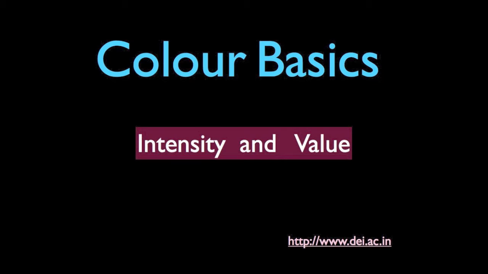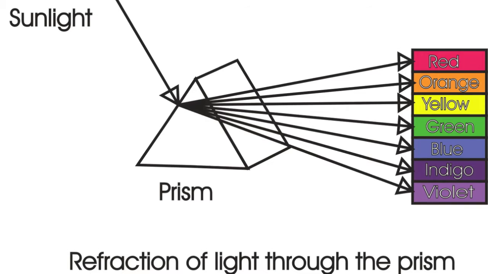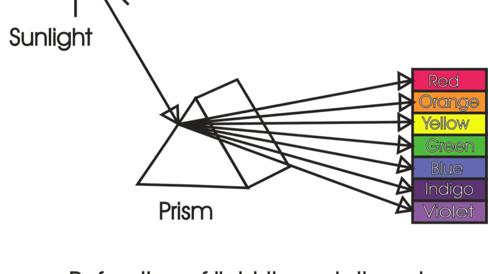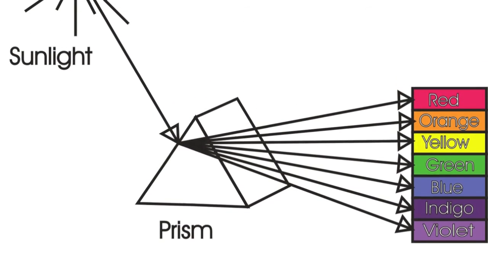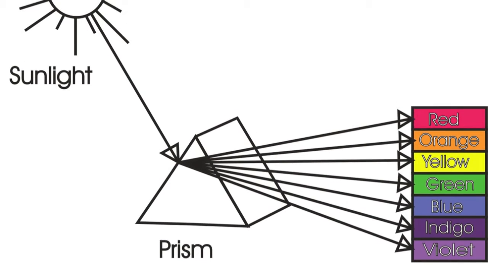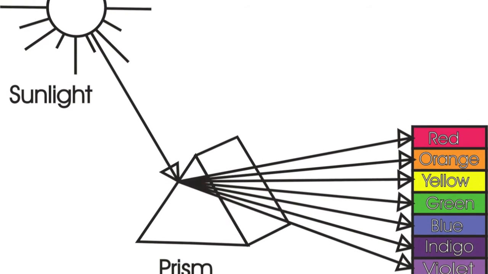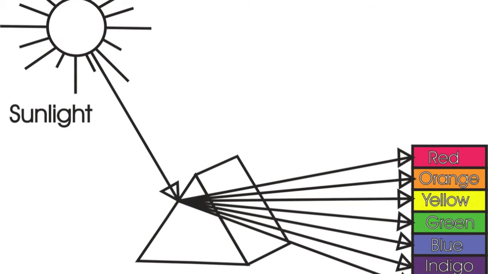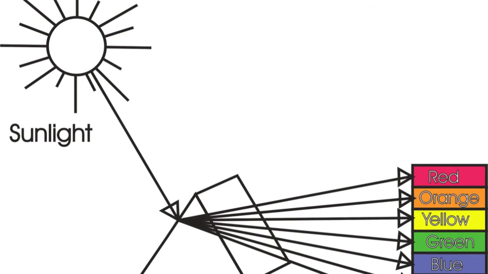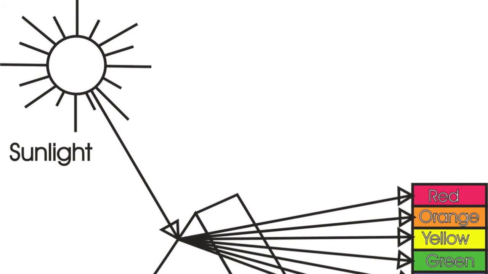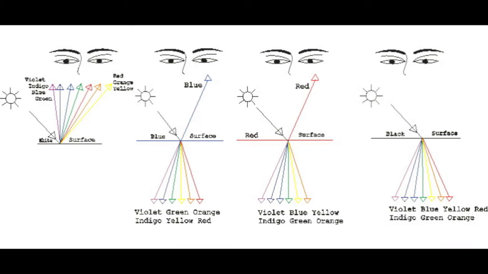Color basics. Color is light, and light is composed of many colors. Those we see, the colors of a visual spectrum, are red, orange, yellow, green, blue, and violet. Objects absorb certain colors and reflect others. What we see is color. When all the light rays are reflected, we see white. But when all the light rays are absorbed, we see black.